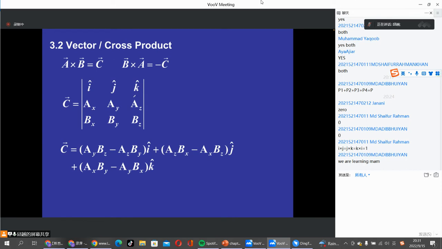And for the K component, we have first cross this 9 and this 9. And then doing the calculation by crossing AX BY minus AY BX. Okay, this is the calculation of the vector or cross product.